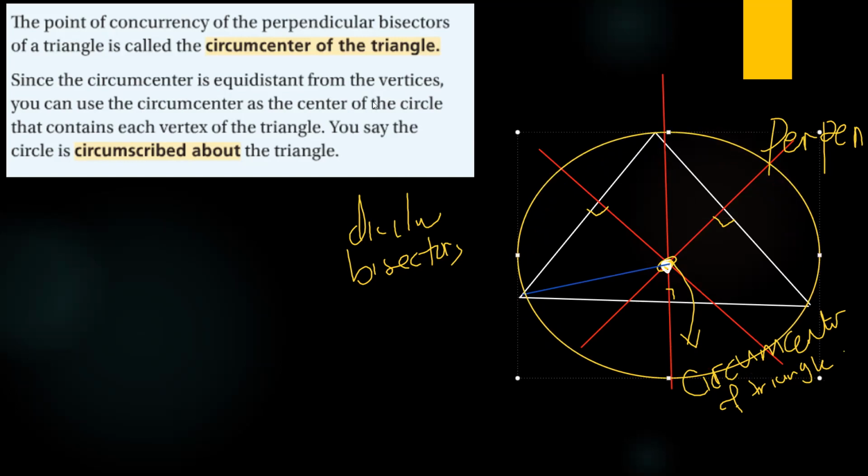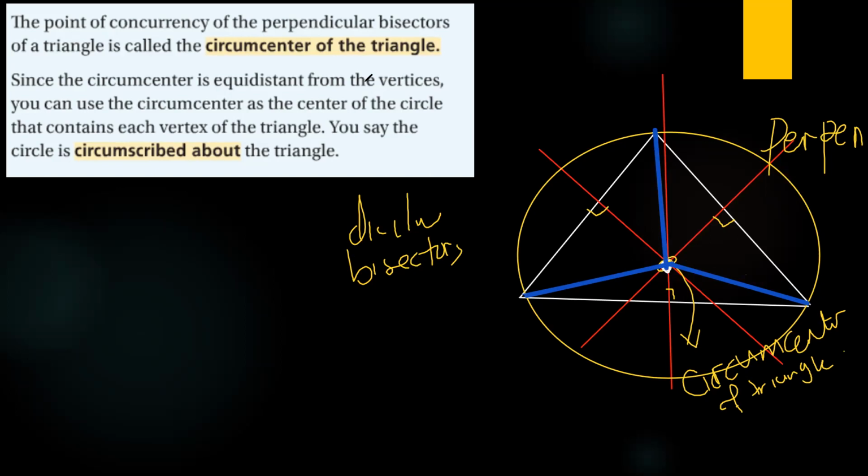So these blue lines are the radii of a circle, lines starting from the center and ending at any point of the circle. So if the center of a circle is on the circumcenter of a triangle, we will say that this circle is circumscribed about the triangle.